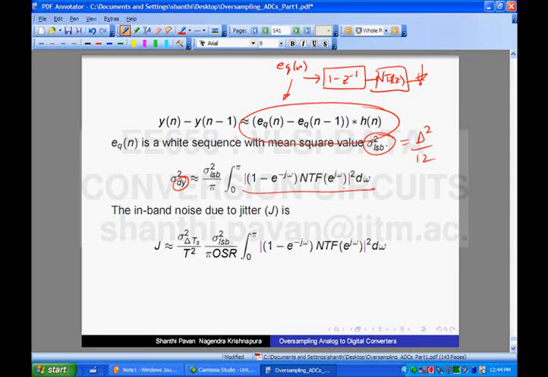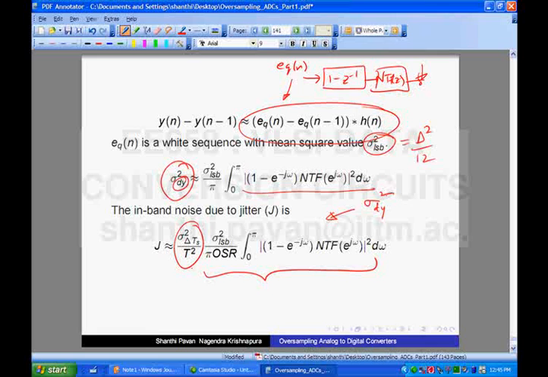Okay, so the in-band noise due to jitter is nothing but sigma delta y whole square times the mean square value of the jitter, right? So it's sigma square delta ts by T square times this, which is sigma dy the whole square.